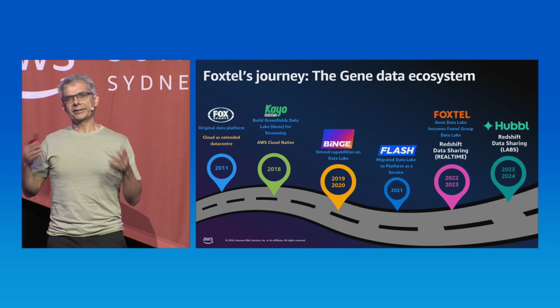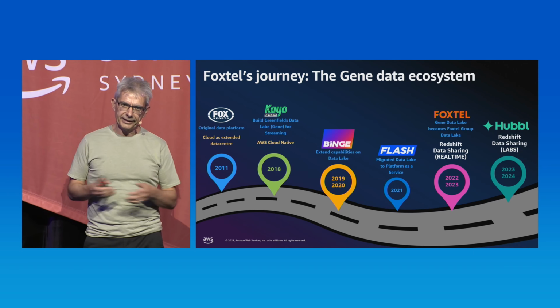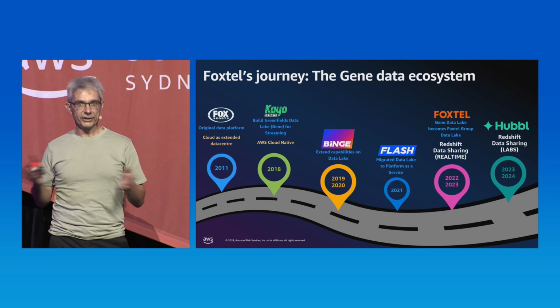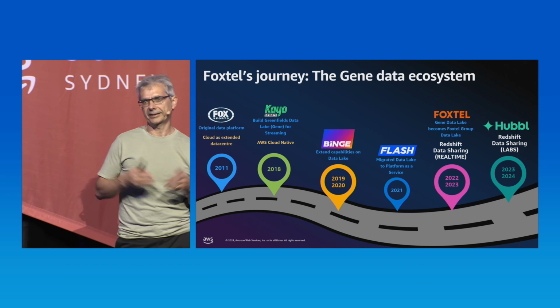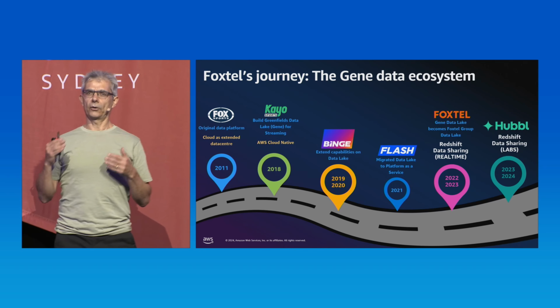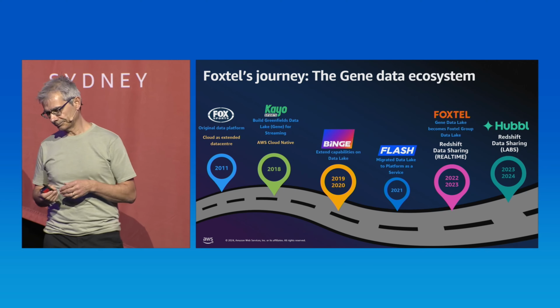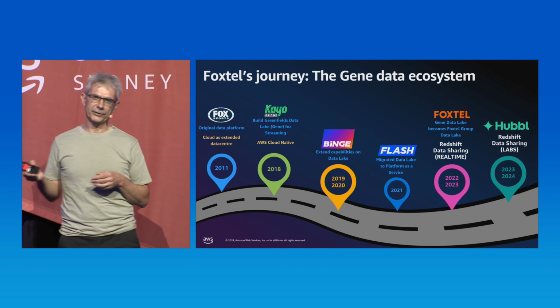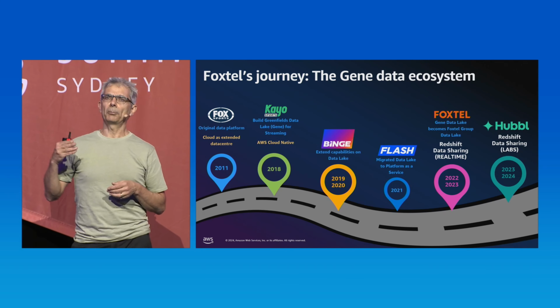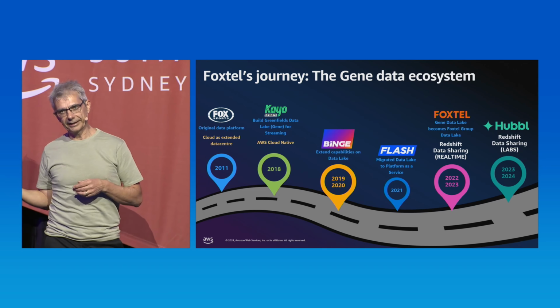So consequently, we set about building a greenfield data lake. We call this data lake Gene. Now, Gene sits atop of AWS. It's cloud native, but at its very core, it has a Redshift cluster. Now, over the next 2 to 3 years, Foxtel introduced both the Binge and Flash streaming services, and these were promptly onboarded onto the Gene data lake.